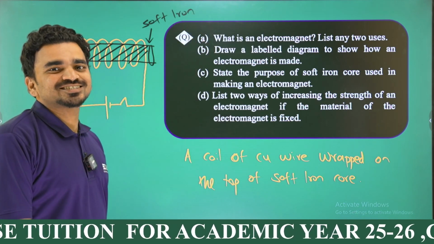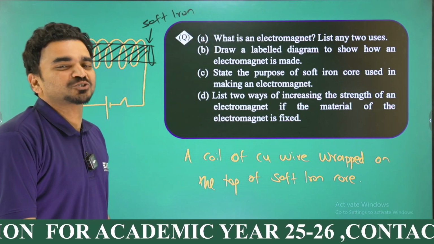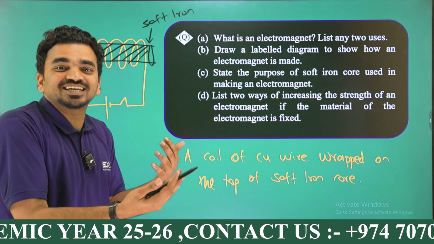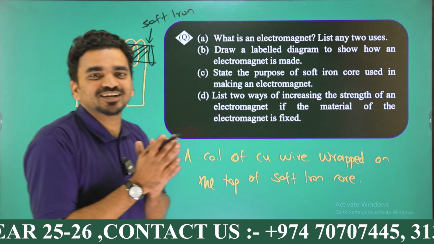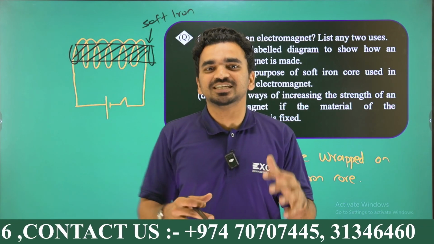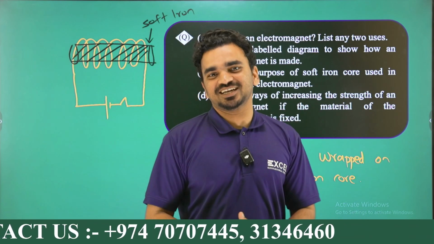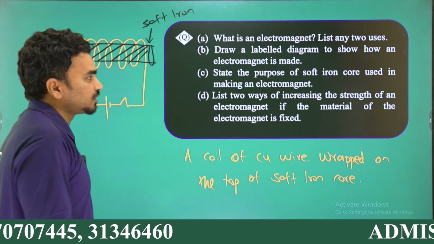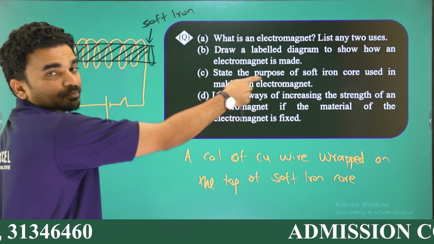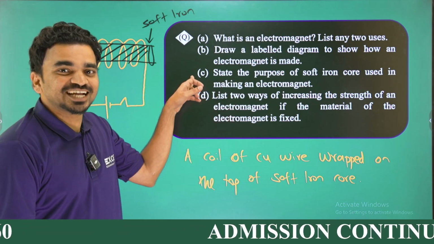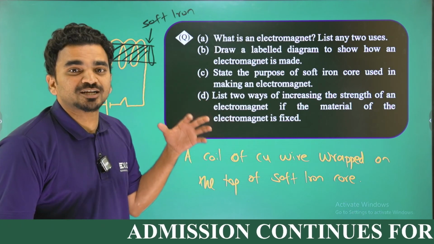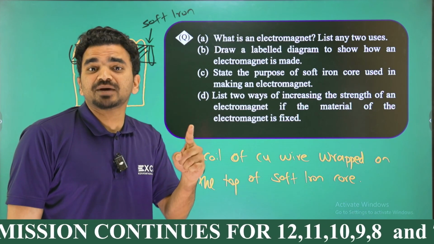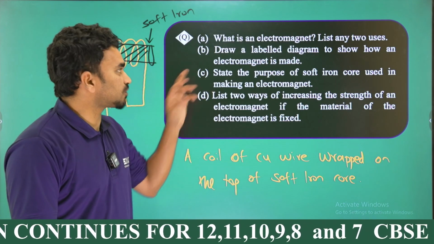It doesn't mean that it is soft like a pillow. It means it can be easily magnetized and demagnetized. So what is soft iron? A type of iron which can be easily magnetized and demagnetized. We can quickly magnetize and quickly demagnetize. That's what we call soft iron. I think the question is asking the purpose of soft iron. What is the purpose of the soft iron core inside the solenoid or electromagnet? It can be easily magnetized and demagnetized. That's the answer to the C part.